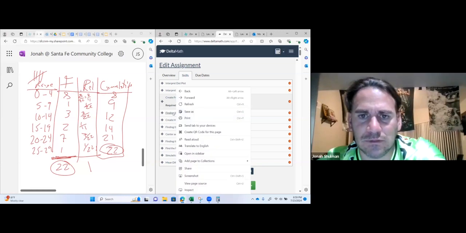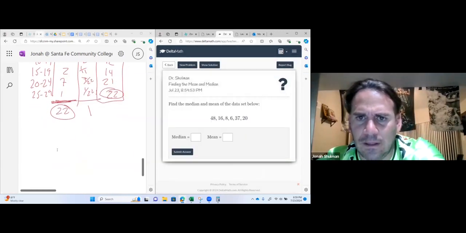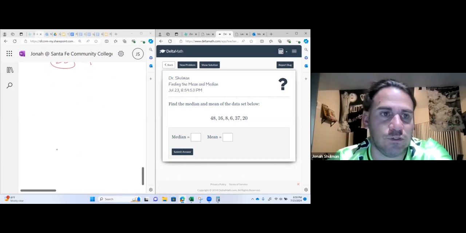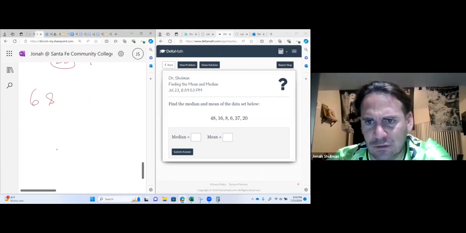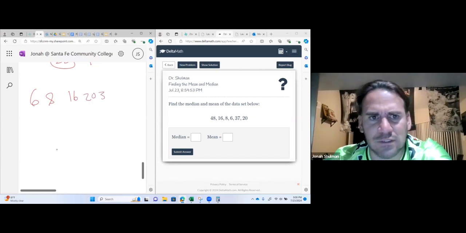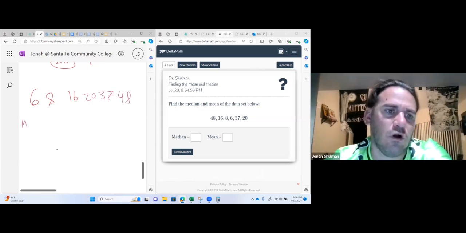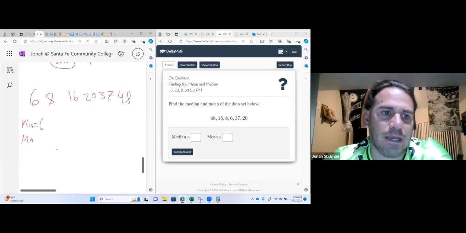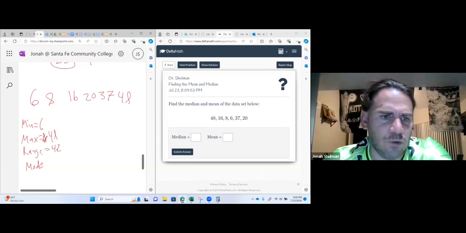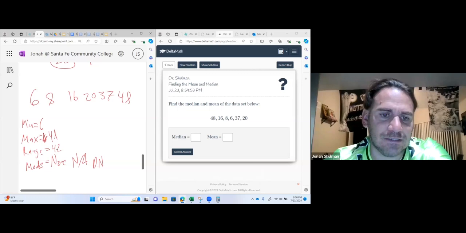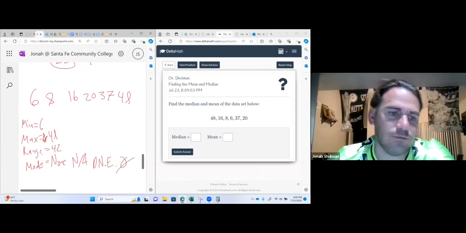Let's find some means and medians. All right, find the middle number. Let's put in order first. 6, 8, 16, 20, 37, and 48. So let's do all of these first. So the min is 6, the max is 48. The range is 42. What's the mode? No mode, none. Or you could put NA, or you could put does not exist, or you could put a 0 with a line through it. They all mean none.